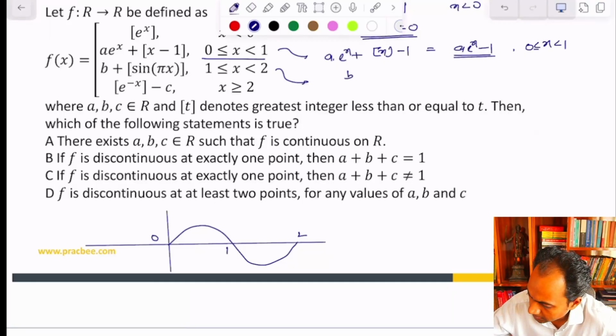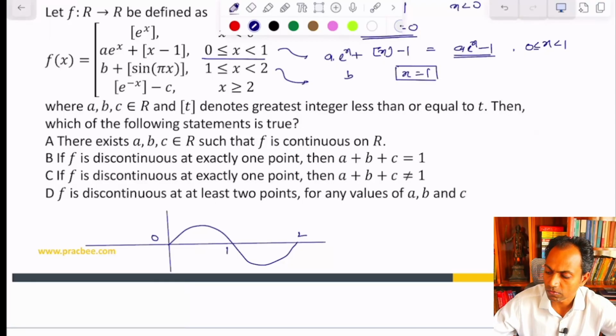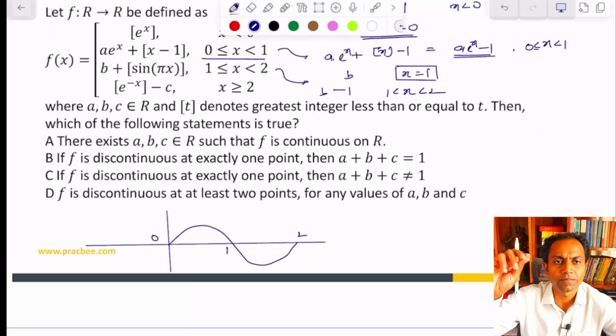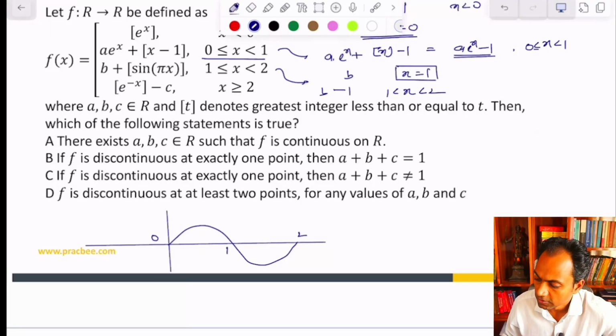It will become b when x is equal to 1, because sine pi x will become 0. But for values of x between 1 and 2, this will become b minus 1, because the values of sine pi x will lie between minus 1 and 0.